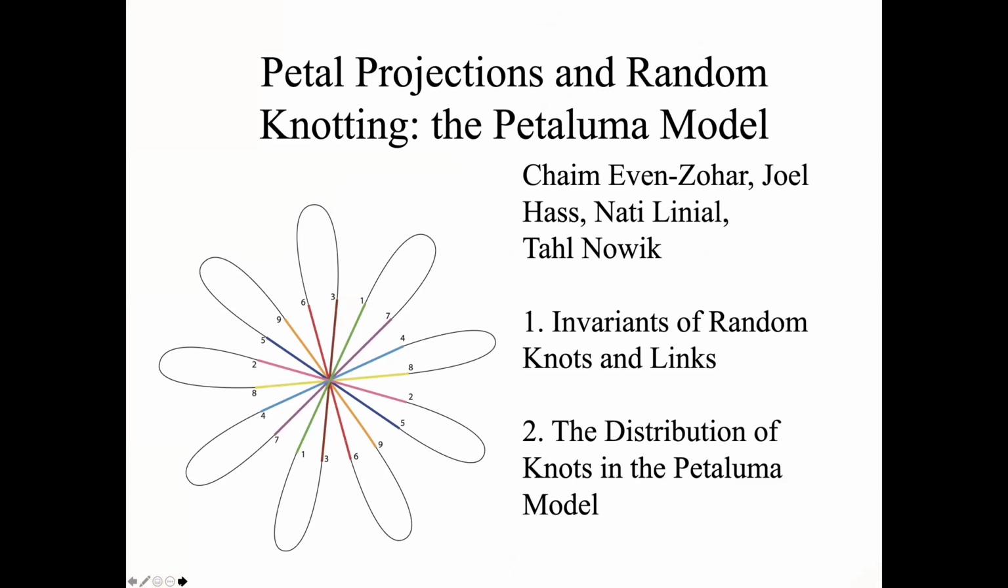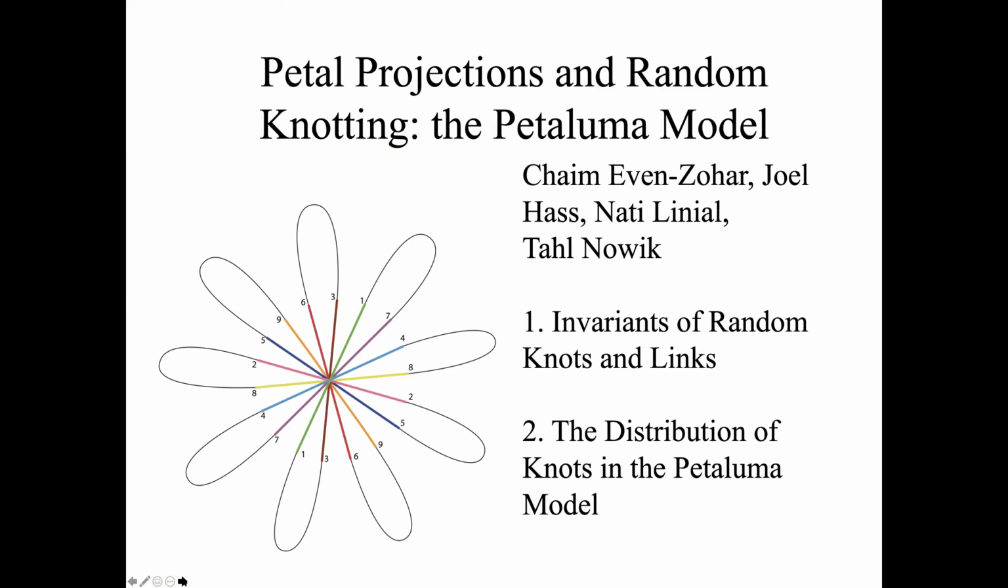This idea of petal numbers turned out to be very useful. And so, in fact, some authors, Hiam Even-Zohar, Joel Haas, Nati Linial, and Tal Novik have written 2 papers about petal numbers, and they're using them to generate random knots. So it's kind of an interesting way to generate random knots. And so these are 2 papers that they wrote about it. And the idea is very simple.